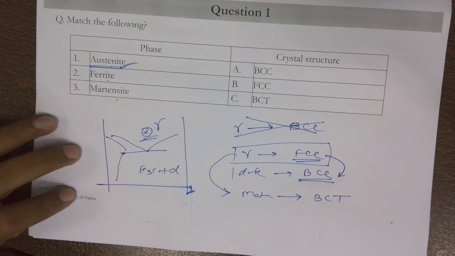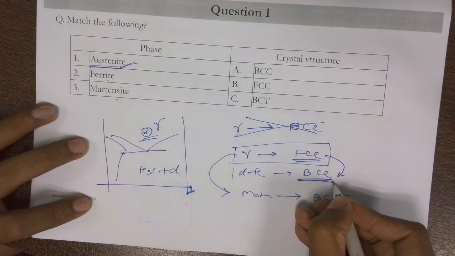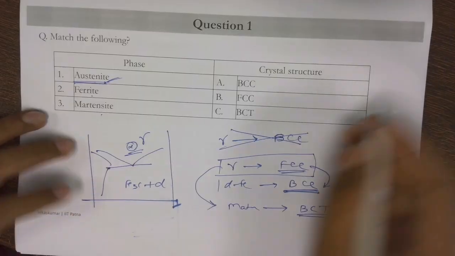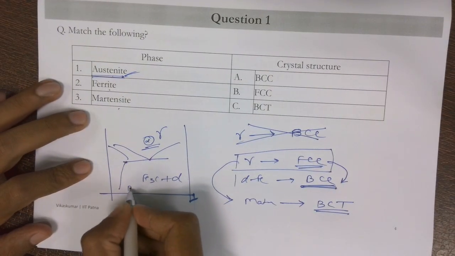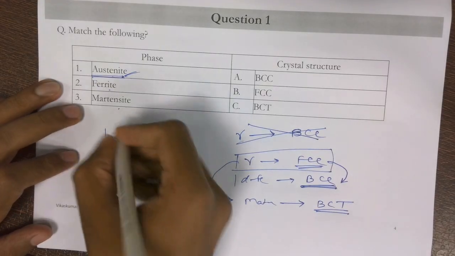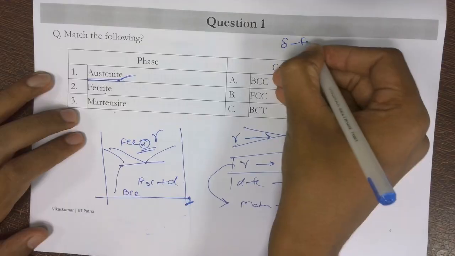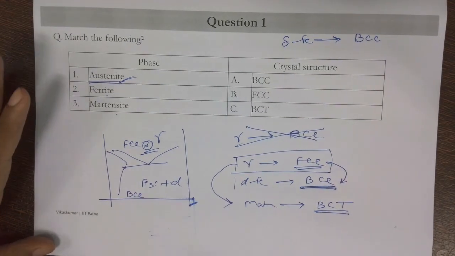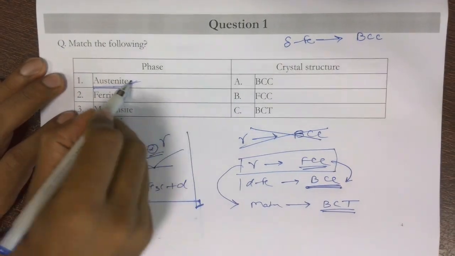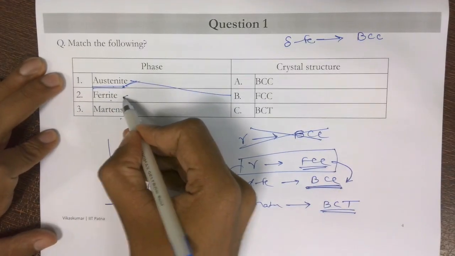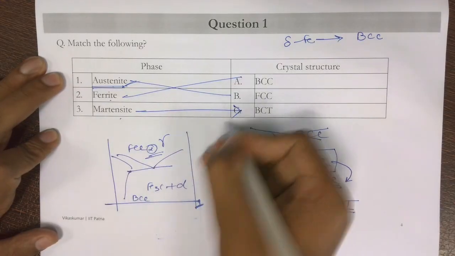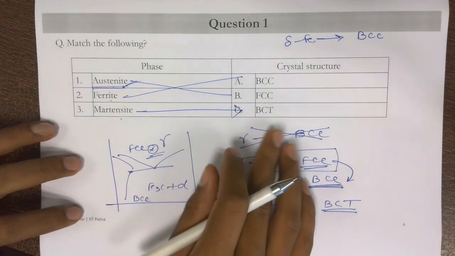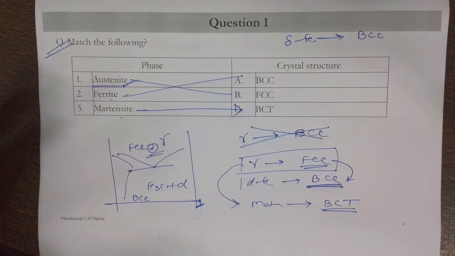So this is BCC, this is FCC, and then when we go to delta ferrite, what would be the delta ferrite? Delta ferrite will again be a BCC structure. So austenite is FCC, ferrite is BCC, and martensite is BCT. Very important. This type of question mostly comes in the GATE exam. We have to remember all these things. Not only from the exam perspective, this is a very basic part which all of us should be aware of. Any doubt in this?